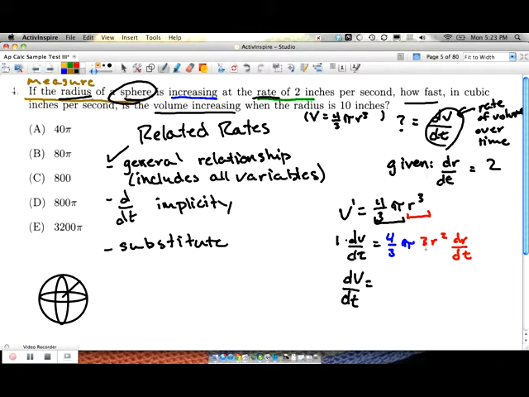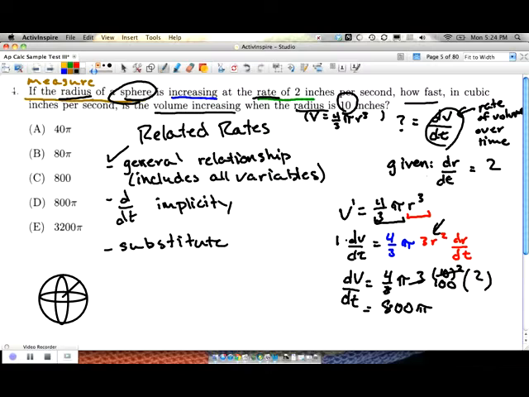But I can substitute r. So now I'm going to have 4 over 3 times pi times 3 times r squared. And this time r is 10. Where did I know that? Right here. The radius is 10 inches. Times dr/dt. Well, in this case, dr/dt is 2. A whole lot of stuff is going to simplify. First, we have this 3 over 3. That's 1 over 1. 10 squared is really 100. So I have 4 times 100 times 2. That's 800. Don't forget the pi.